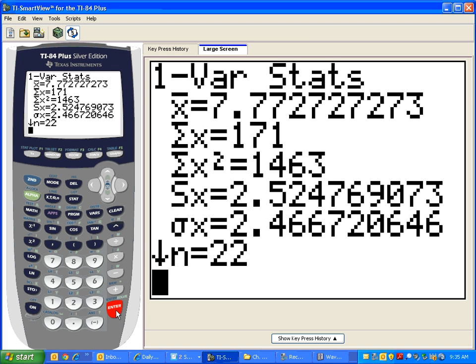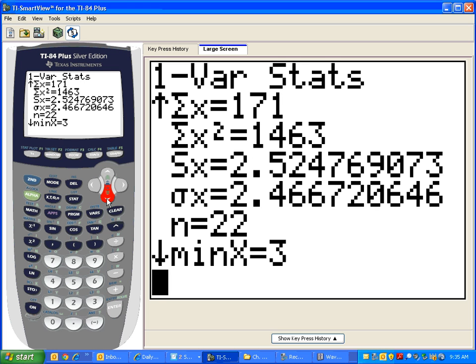You know what n is? 22. Number of students who just took our survey on how many hours a week you watch TV. So n is your number of pieces of data. And then see the down arrow? That means there's more info below. Your min, which is necessary for calculating the range, is 3.